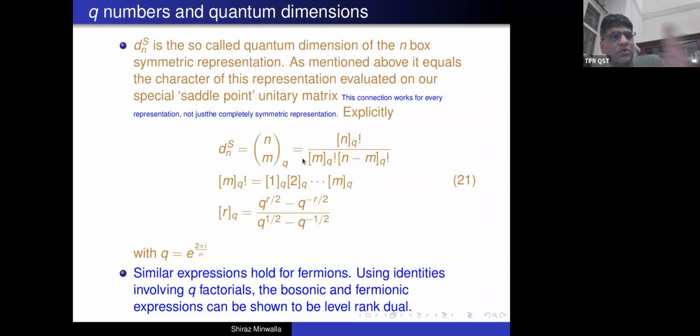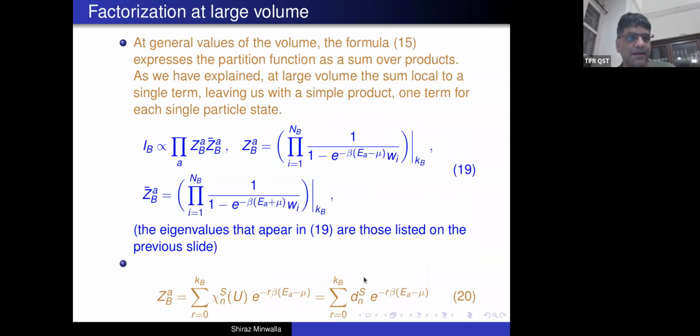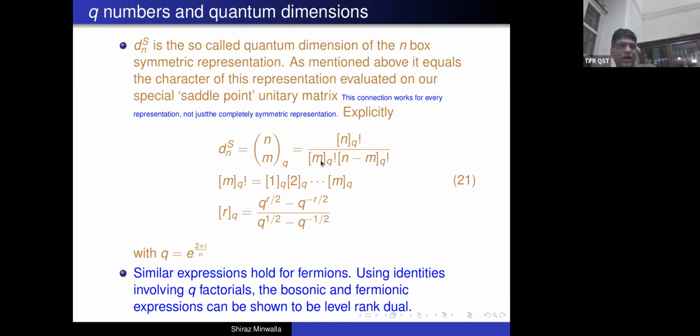Now, in the limit q goes to 1, this becomes just the usual choose function, and we get the usual formulas of Bose statistics. Okay, but q going away from 1 deforms away from the usual formulas of Bose statistics. We've got something new.